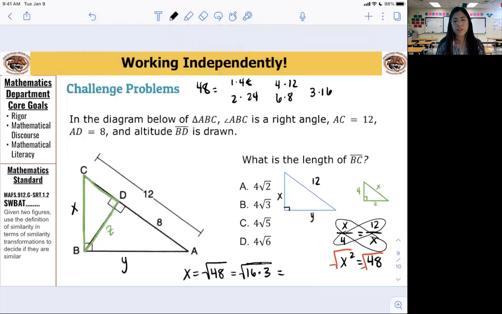Because what does this turn into? 16 times 3. The square root of 16 is 4, so this is 4 times the square root of 3. That's how we get B.